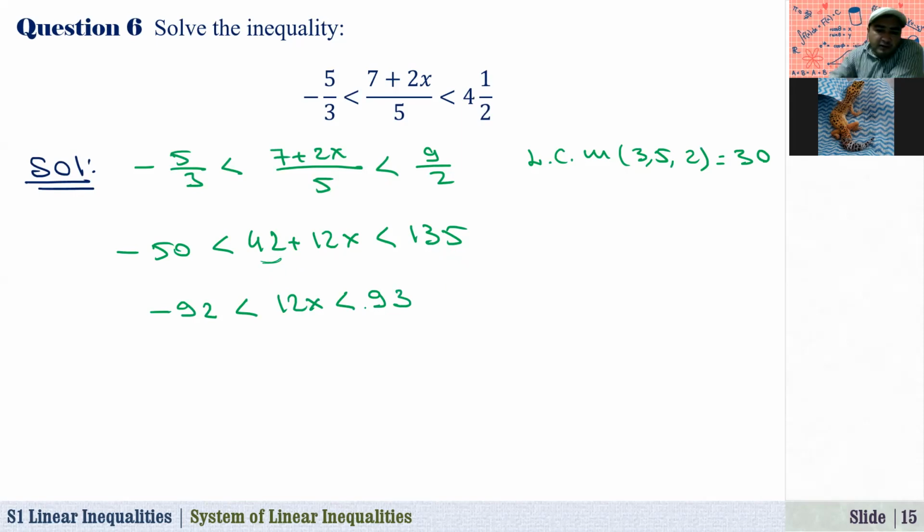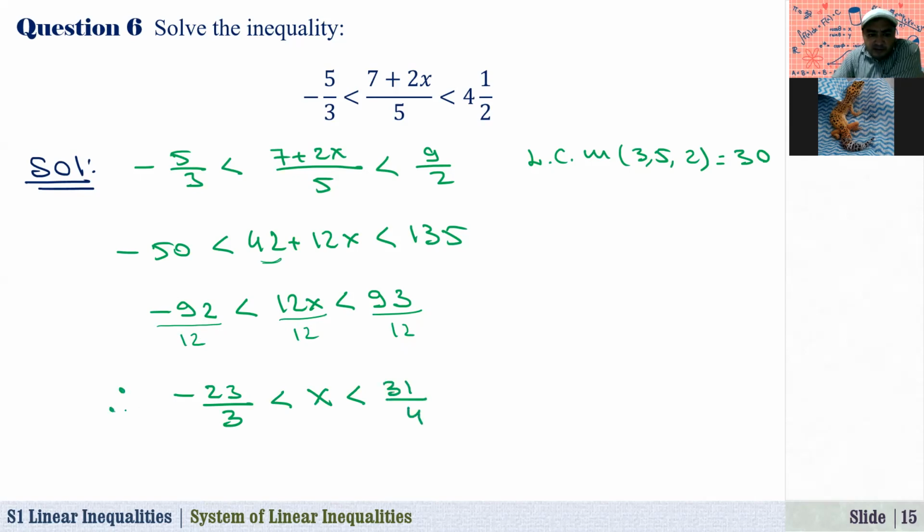Okay, so now 12 times x, right? I'm going to divide all sides by 12. So now if you divide by 12, here we have divide by 12, divide by 12, divide by 12. What we have here, minus 92 divided by 12. Actually, both numbers are divisible by 2, 46 over 6, even it's divisible by 4, divided by 4, minus 23 over 3, less than x, less than 93 over 12. Both numbers are divisible by 3, divided by 3, 31 over 4.